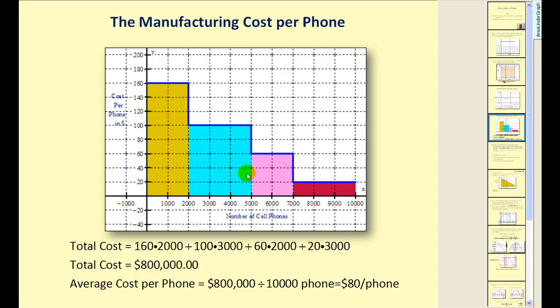So this total area, because we're multiplying the cost per phone times the number of cell phones, would represent the total cost of producing 10,000 phones. Now we could use this information to divide by 10,000 and determine that the cost per phone is $80. All this gathered by determining the area under the graph.